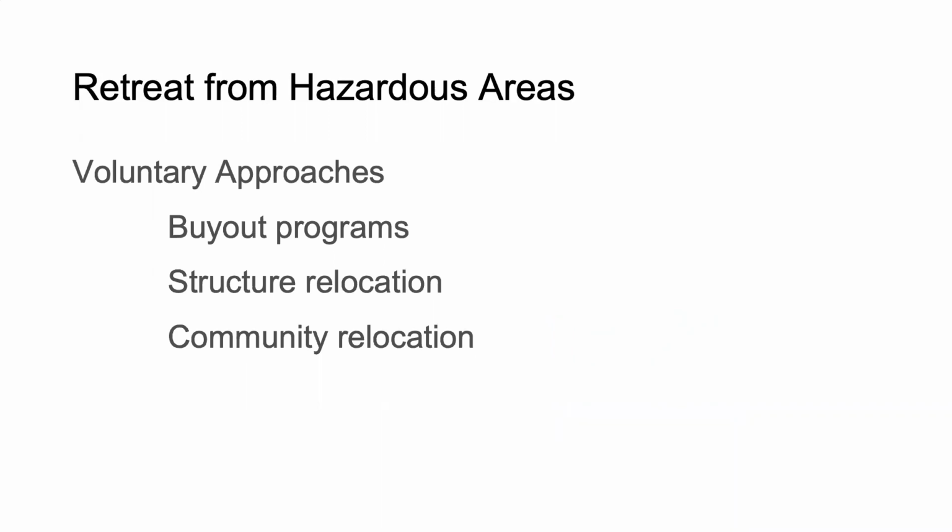There are several approaches to retreat that fall under what we're calling the voluntary category. So they're not implemented through a regulatory authority, but rather through voluntary options. So in our white paper, we highlight buyout programs, voluntary structure relocation, and community relocation.